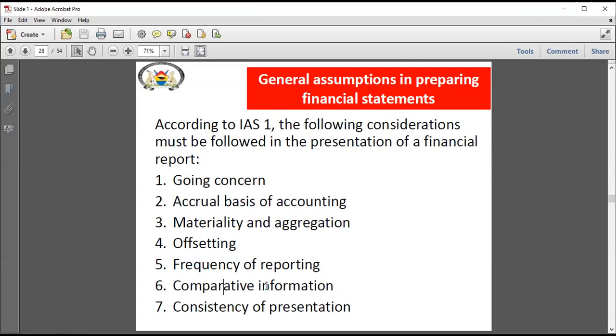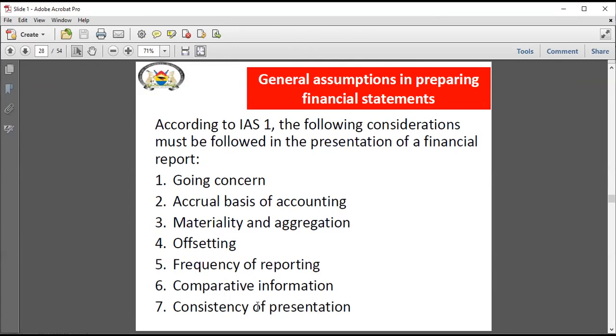Comparativeness can also mean comparing with another company in the same industry. Our financial statements should be in a way that we can compare them with those of another company within the same industry. You get it? So that is how that can come in. And then consistency, of course, consistency in presentation. This is also to enable the comparison to take place.